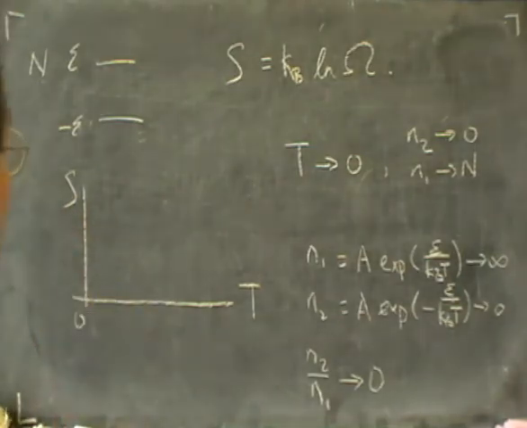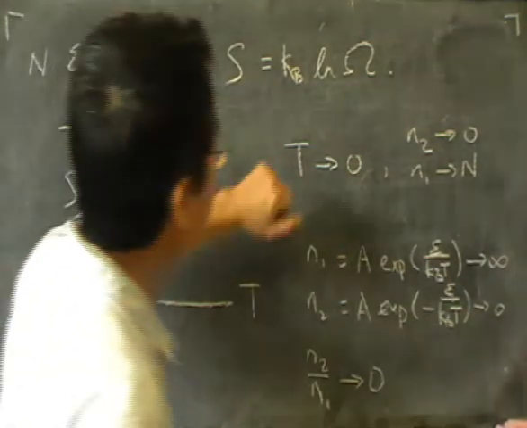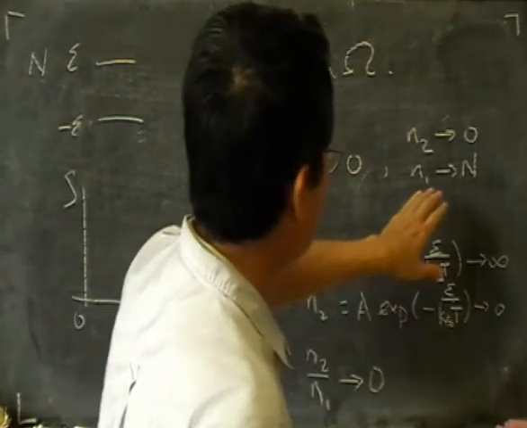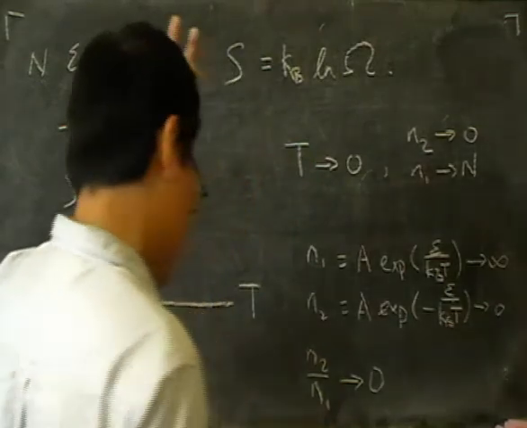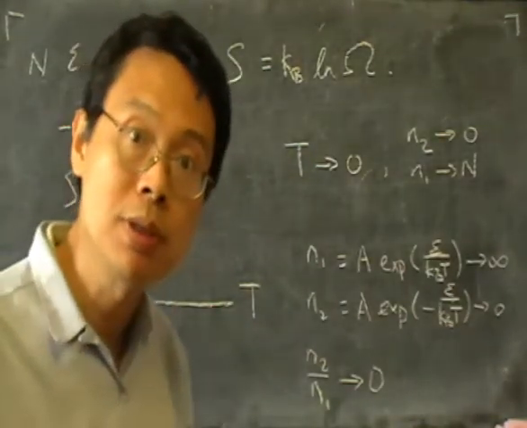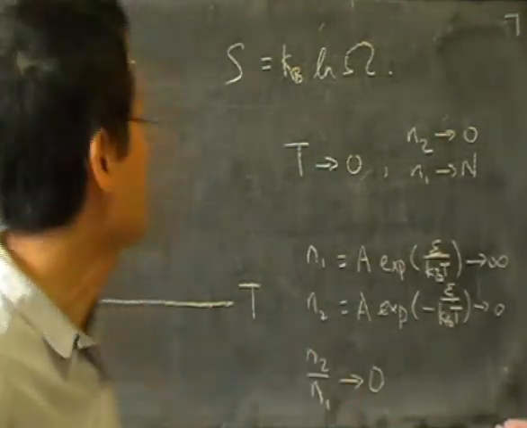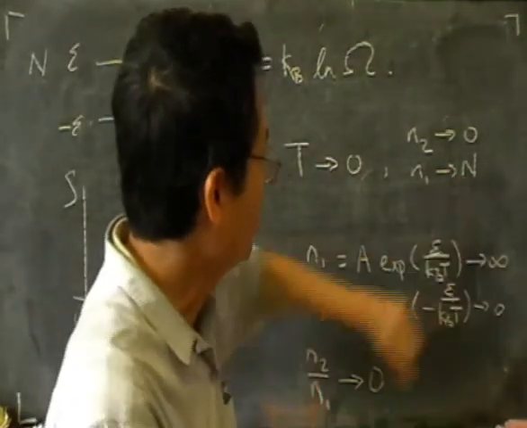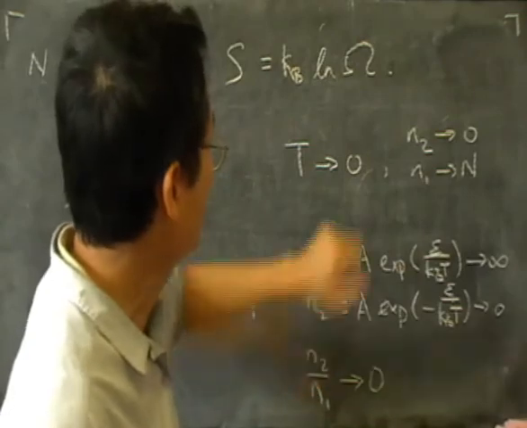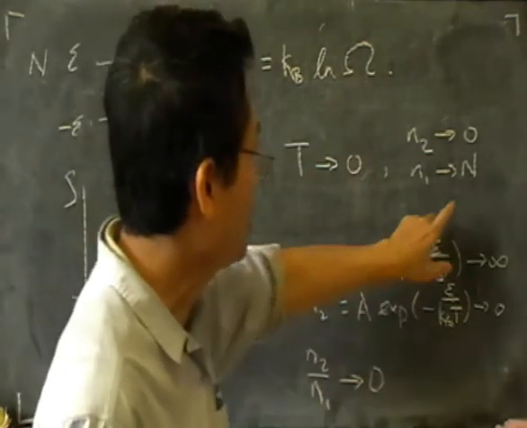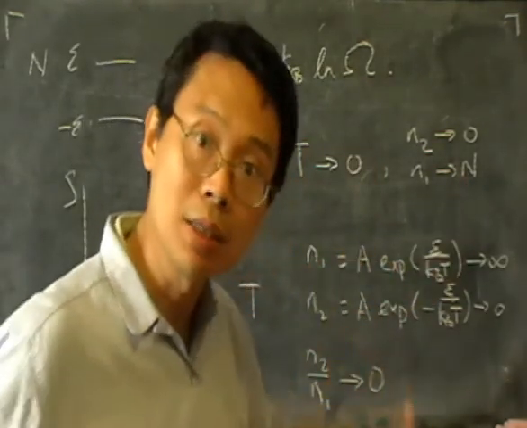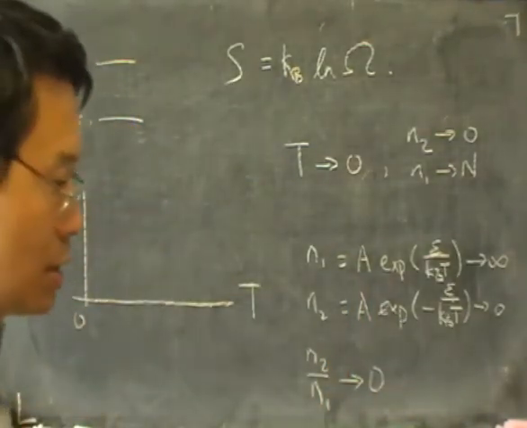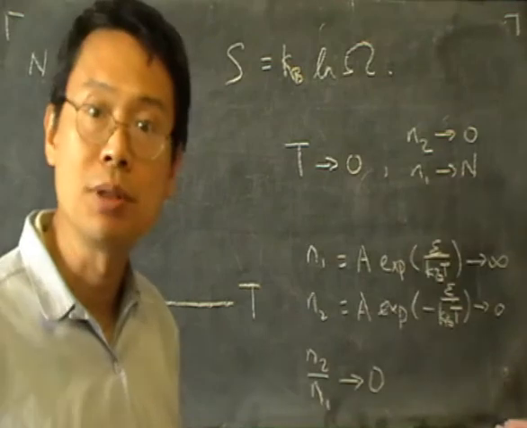What does this mean about the entropy? Now we need to find the number of arrangements, and you remember there's a formula for the number of arrangements in terms of factorials of these numbers. But if you look at this, we don't really need that formula, because if all the particles are in the lower level, there is only one arrangement.